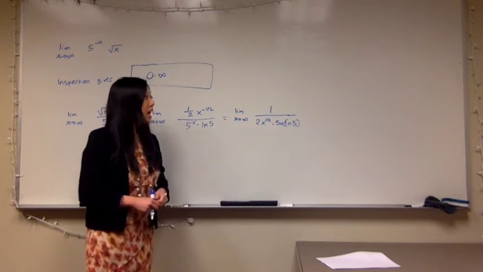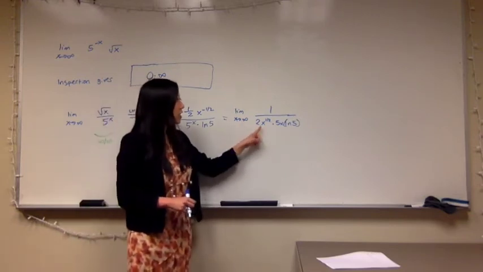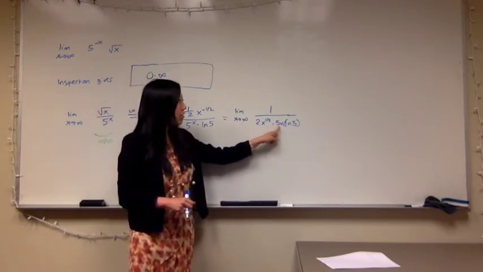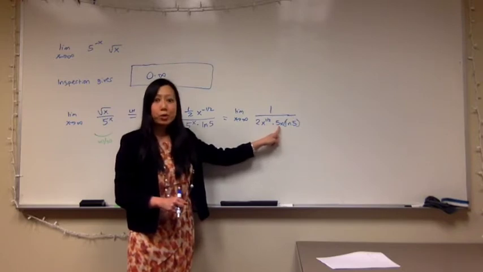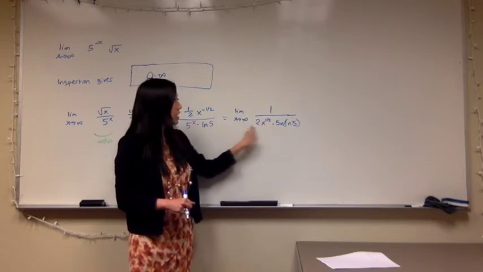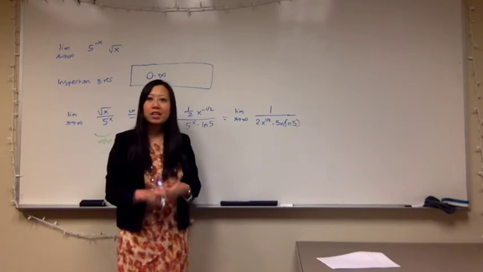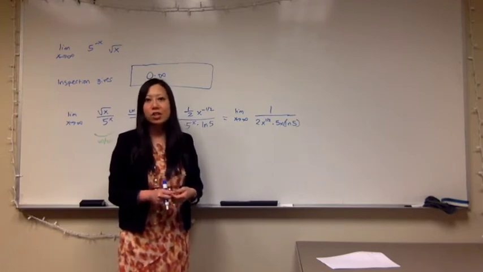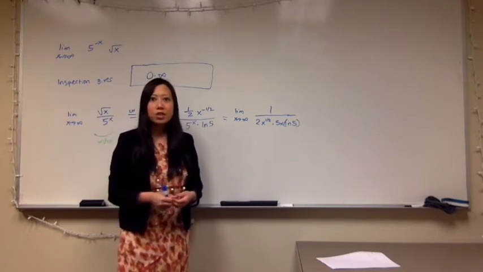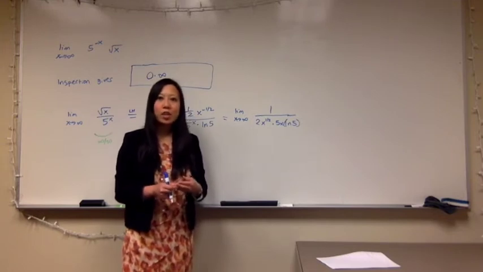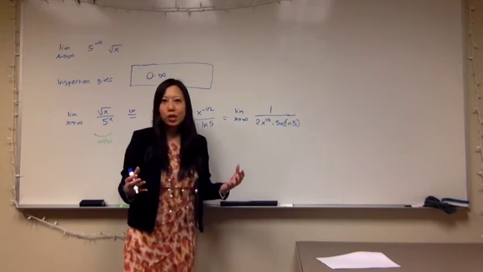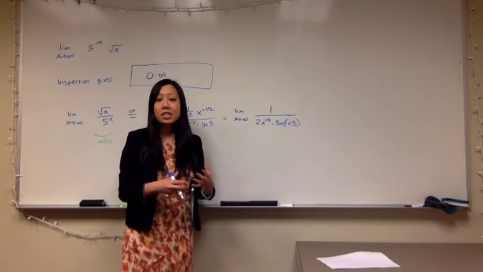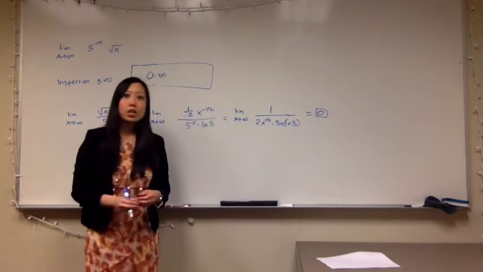And now I can try inspection. I know that x to the 1/2 and 5x, they both approach infinity as x approaches infinity. So basically the whole denominator is getting larger and larger as x gets larger. And if the whole denominator is getting larger and larger and the top is staying constant at 1, so say something like 1 over 1 million, then I know that's going to get smaller and smaller, approach 0. So here the limit is 0.